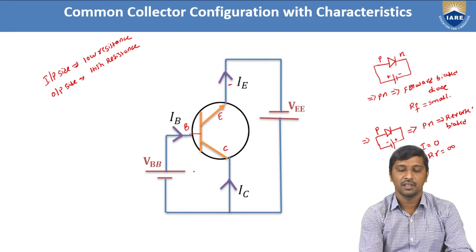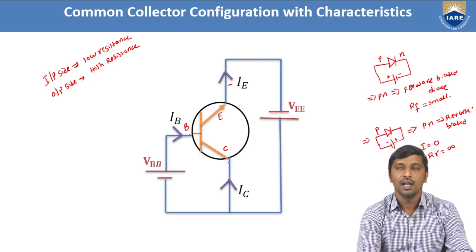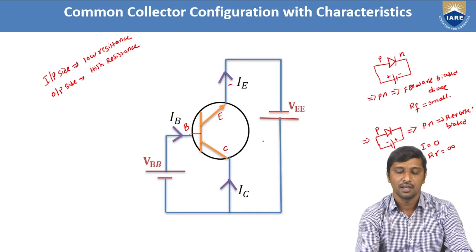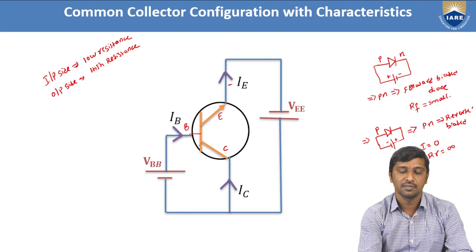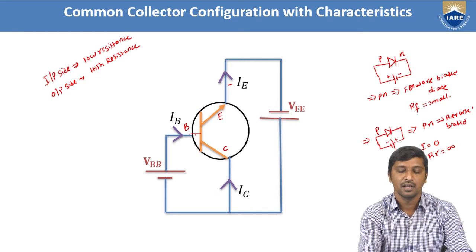Coming to the common collector configuration, here the collector terminal is common to the input side and the output side. Of the remaining two terminals, one is for the input side and one is for the output side. The input is applied between the base terminal and the collector terminal, and the output is taken between the emitter and the collector.